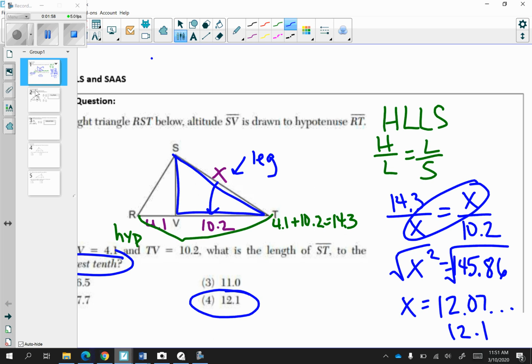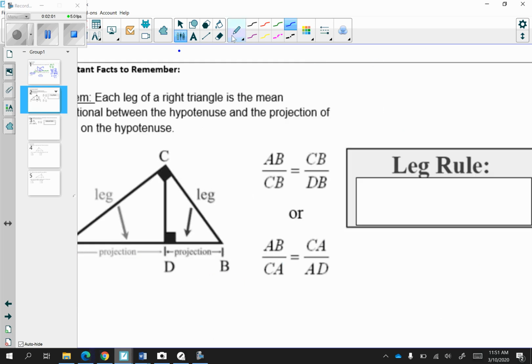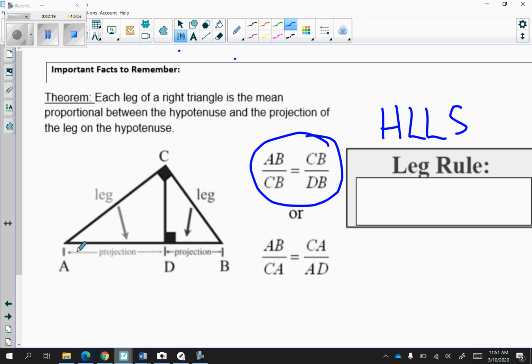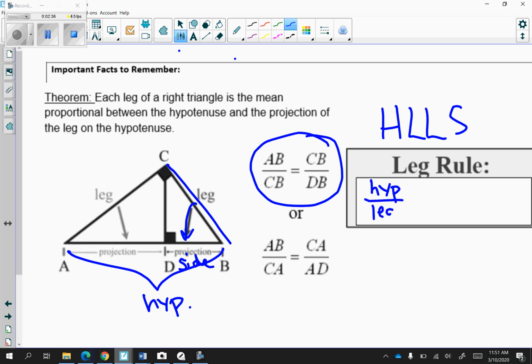To summarize Hills and SAS, first we have the first theorem. Each leg of a right triangle is the mean proportional between the hypotenuse and the projection of the leg on the hypotenuse. So for example, this is our hills. So let's look at the letter correspondence of the first one. AB, which is my hypotenuse, over CB, which is my leg, is equal to the leg, CB, over DB, which is the side in this case. So we have hypotenuse over leg is equal to leg over side.